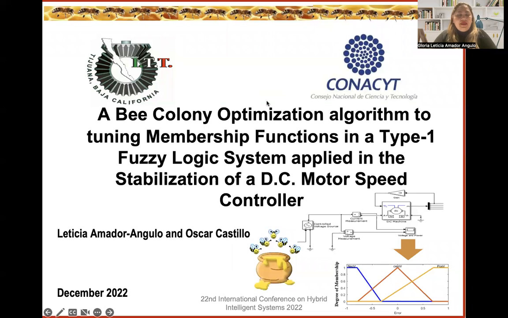Hi, my name is Leticia Amador-Angulo, and I will talk about the Bee Colony Optimization algorithm to tune membership functions in a type 1 fuzzy logic system applied to the stabilization of a DC motor speed controller.